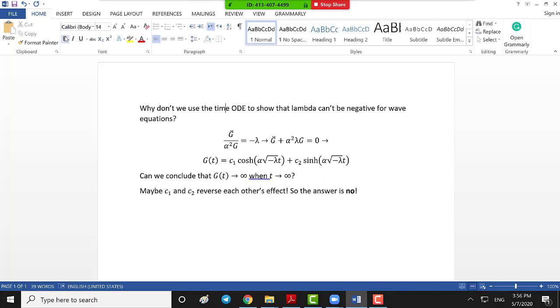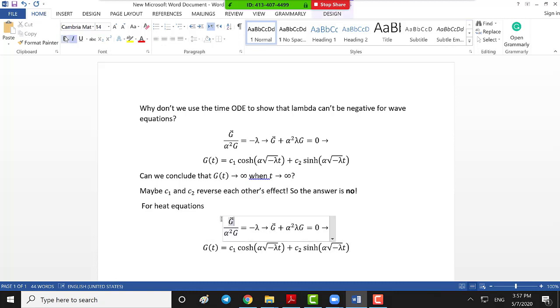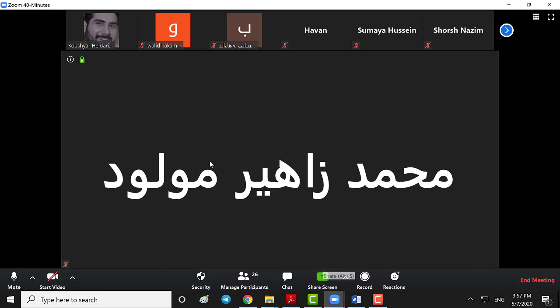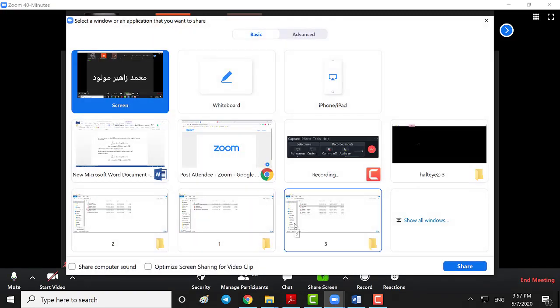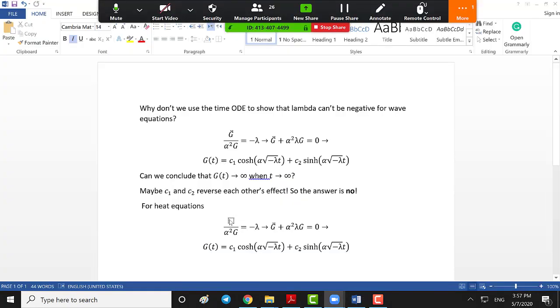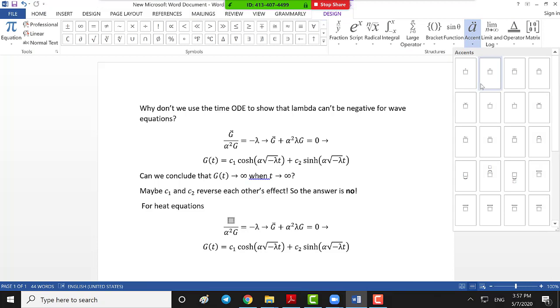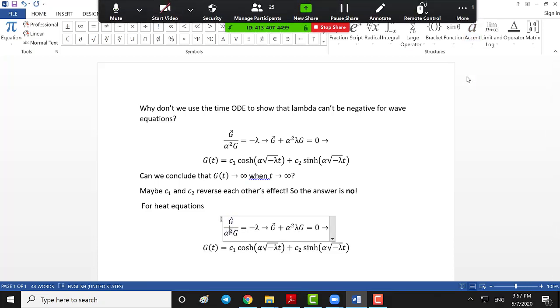For the heat equations, our life was much easier because over there we didn't have this stuff. For heat equations, we didn't have g double dot over alpha 2g equal to minus lambda. We just had g dot. Let me get back to the Word file. Over there, we had g dot over alpha 2g equal to minus lambda.